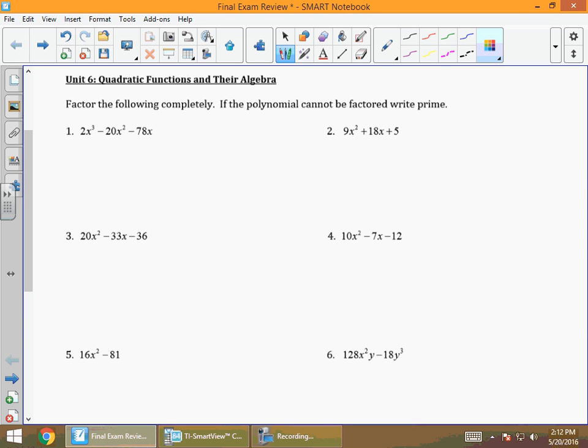All right, Algebra 2, here is your first video for the exam review, and this is quadratic functions and their algebra. I do want to show you a lot of different calculator tricks as we go along, so I know some of this will look like it might be new things. It's just because these are some of the little tricks that I've done.